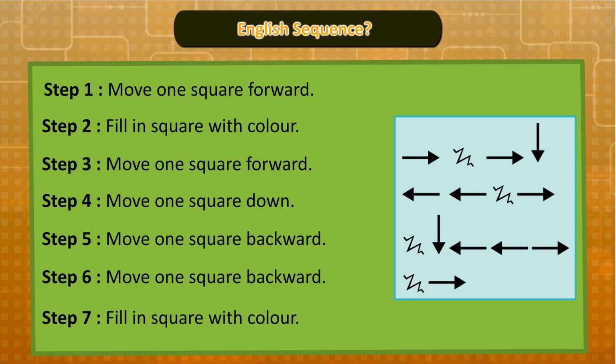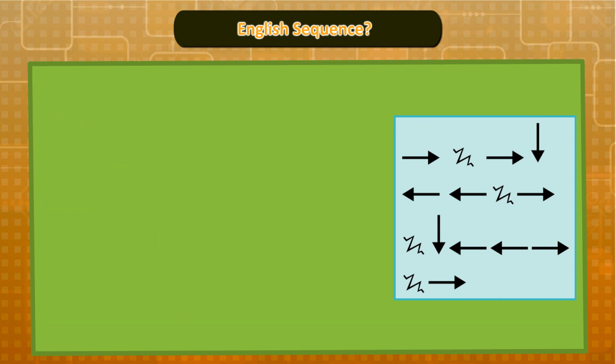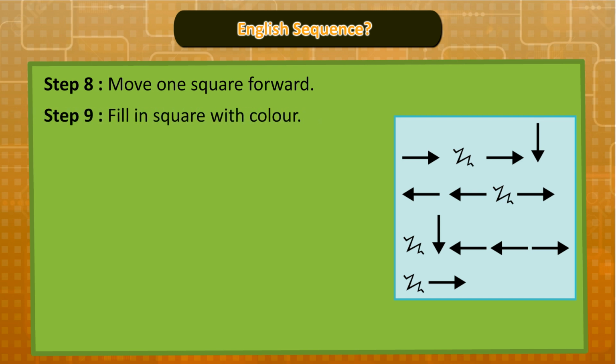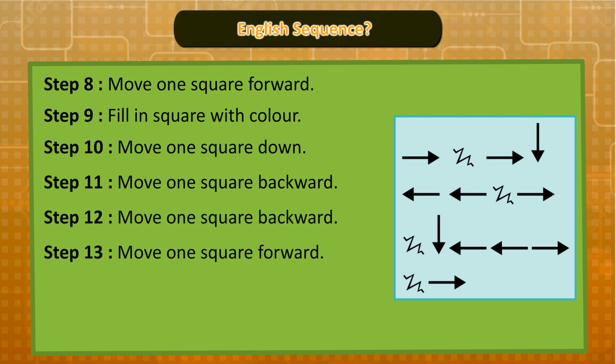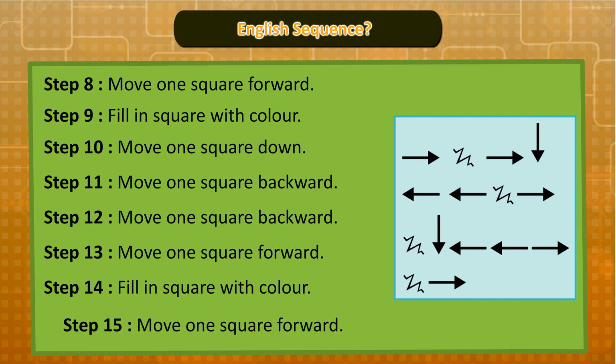Step 7. Fill in square with color. Step 8. Move one square forward. Step 9. Fill in square with color. Step 10. Move one square down. Step 11. Move one square backward. Step 12. Move one square backward. Step 13. Move one square forward. Step 14. Fill in square with color. Step 15. Move one square forward.